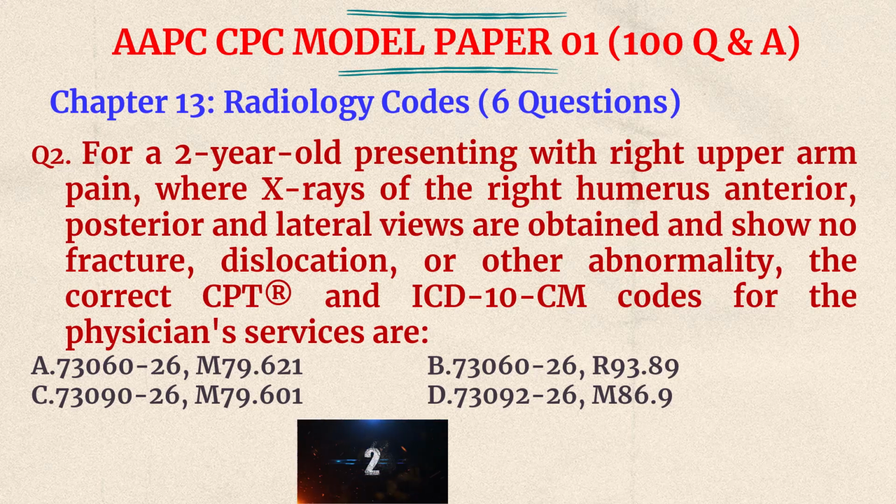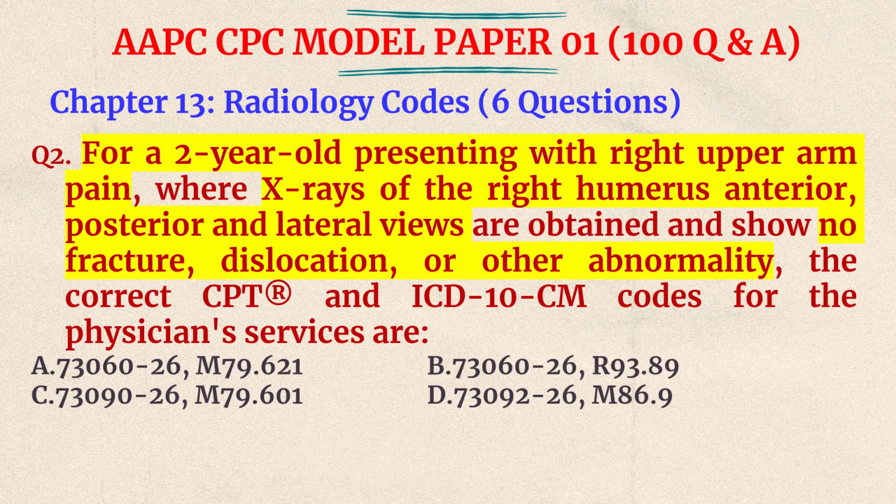3, 2, 1. Okay, in this case, you have to highlight this is a 2-year-old child presenting with right upper arm pain. X-rays of the right humerus, anterior, posterior, and lateral views show there's no fracture, no dislocation, or other abnormalities. So let's go to the CPT codes. So you can see the adjacent codes are used. So you can use the elimination method to find the answer.